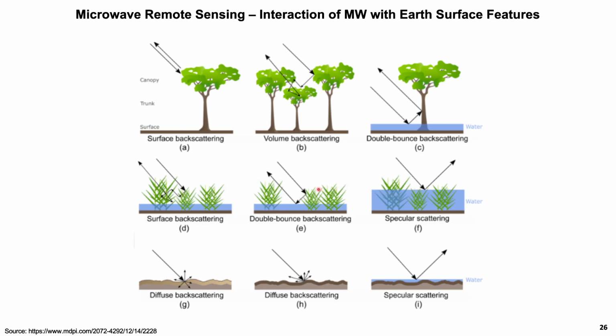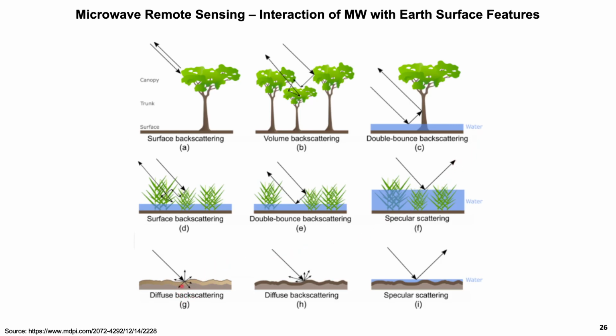And if after rains the paddy is completely flooded, you will have specular scattering, that is just a single bounce. In this case you will not be able to see anything. It will be dark, because this is not going to the radar receiver, it's going somewhere else.